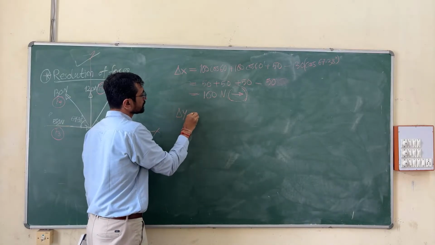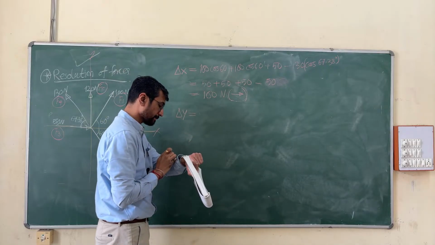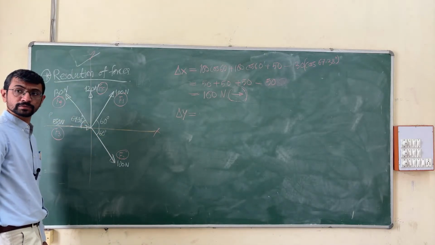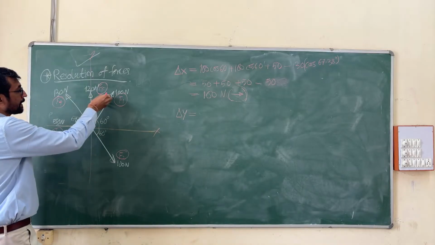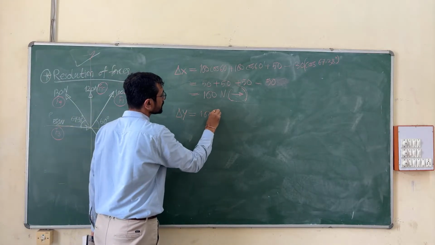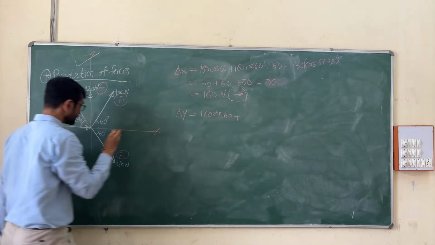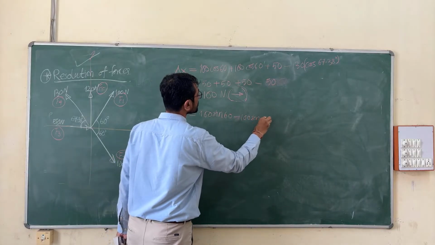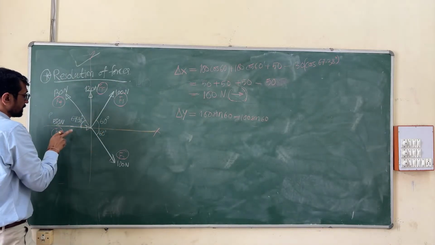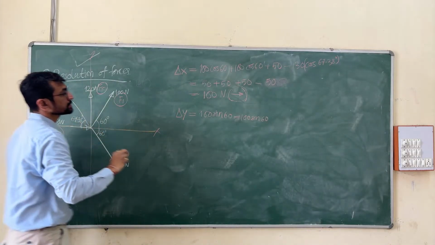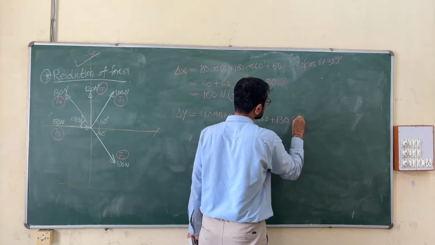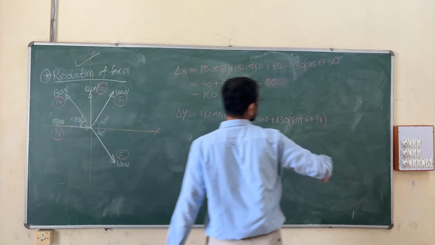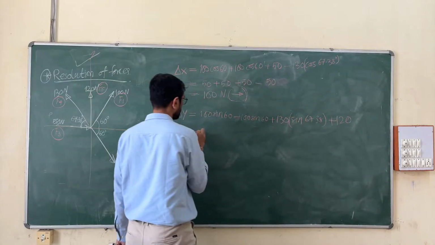Similarly, summation of y, all the forces in y direction. 100 sin 60 plus, no, minus 100 sin 60, this will not contribute anything, plus 130 sin 67.38 plus 120. This will cancel.